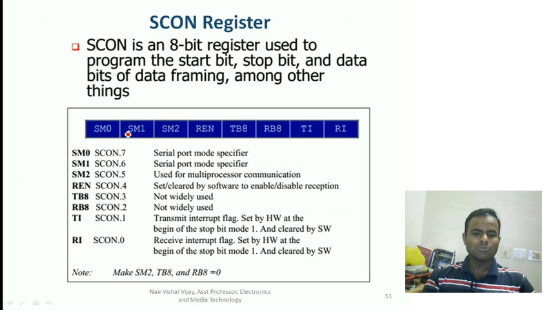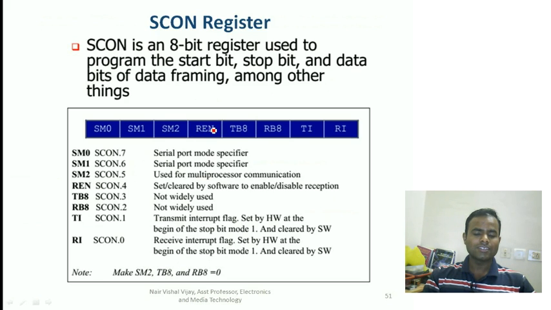We will see that SM2 is for multiprocessor communication. We'll leave it for another time. It is not in the scope of this lecture. Receive enable, REN, is a pin. When set, it allows your microcontroller to receive data. Then you have to enable or disable reception.